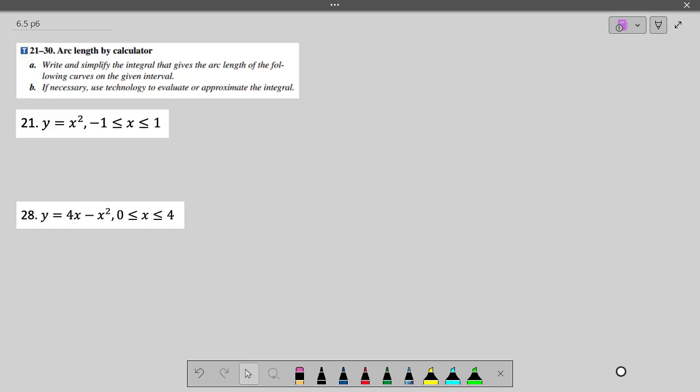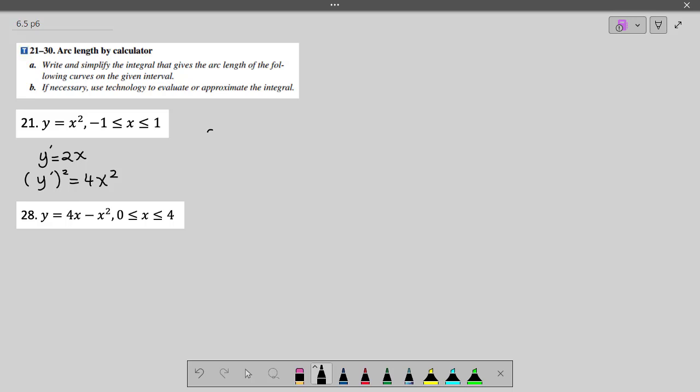Many times, if you just take a random function and someone says, find the arc length, you are not going to have a function that's integrable. 99% of the time, you will not. So let's take a look at this. So y equals x squared, very simple function. Its derivative is 2x, and the square of its derivative is 4x squared.